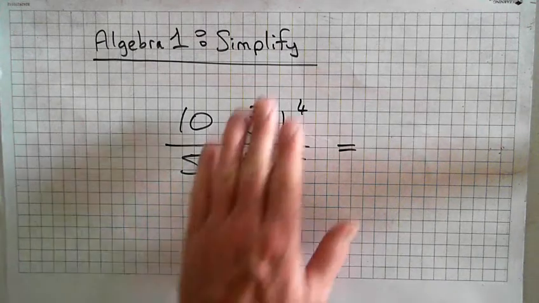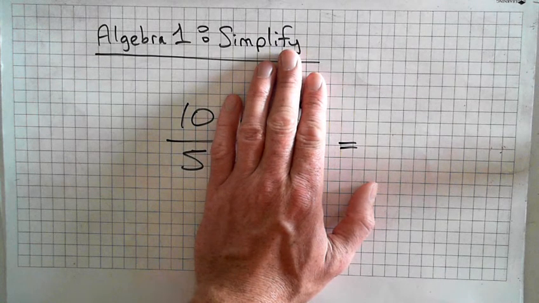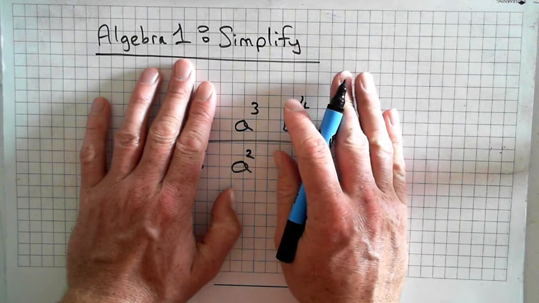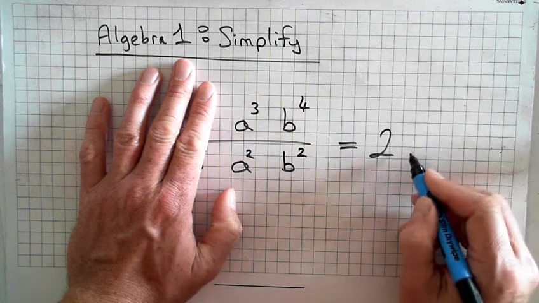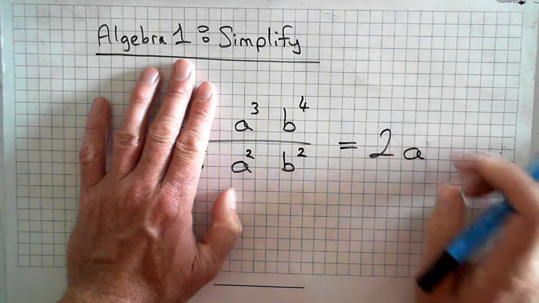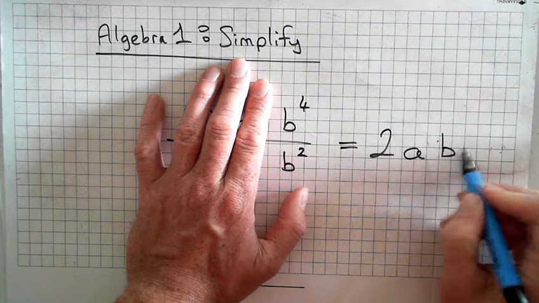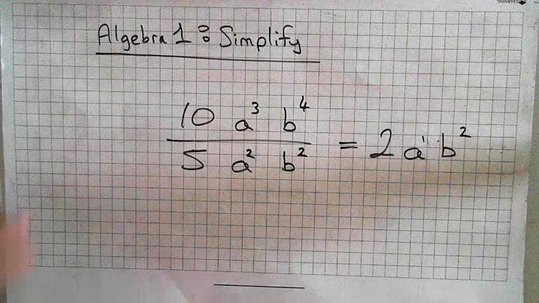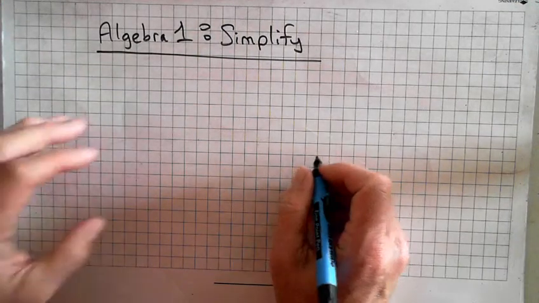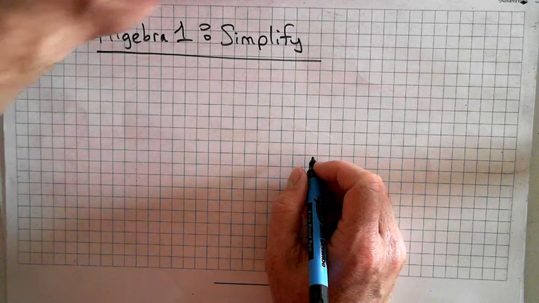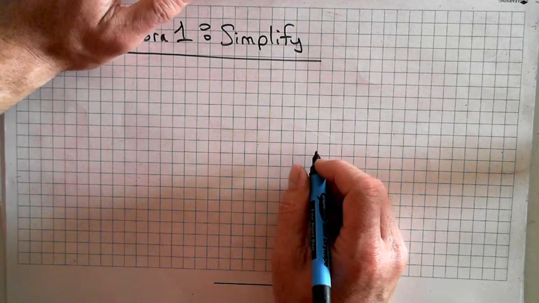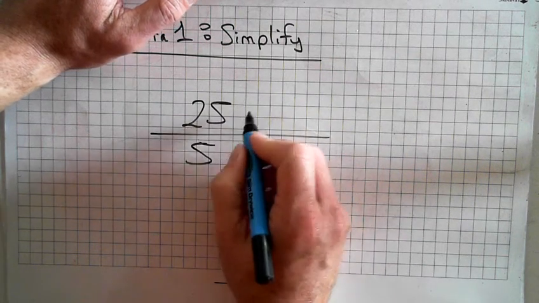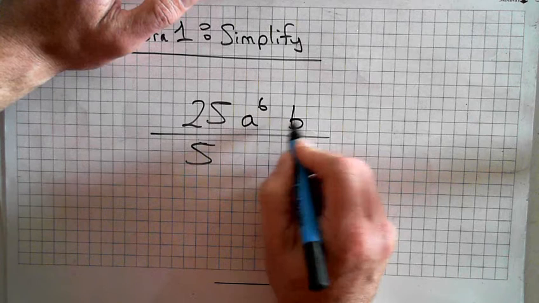Okay, start with the number: 10 divided by 5. Alright, the a to the power of 3 divided by a to the power of 2 is a to the power of 1, or a. Now the b: 4 minus 2, 2. Okay, and see if we can find. Just keep looking up. This is an actual question in the exercise.